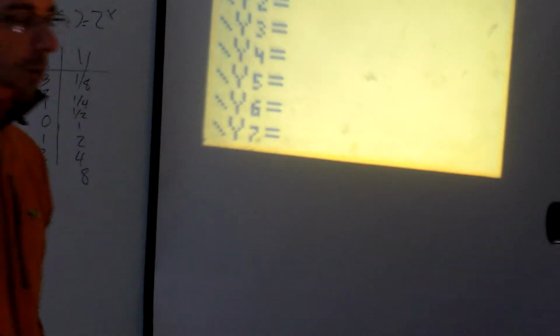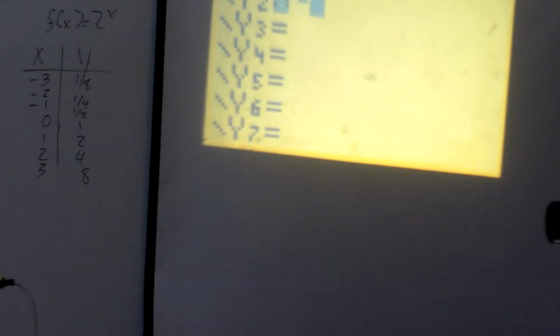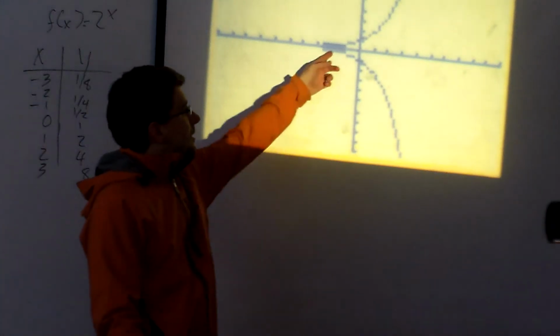So now, we're going to graph the function -1 times 2 to the x. Okay? And we're going to see what happens when I make this negative. What does it do? Mirrors. It mirrors it. It flips it. Okay? It just flips it. And that should make sense.